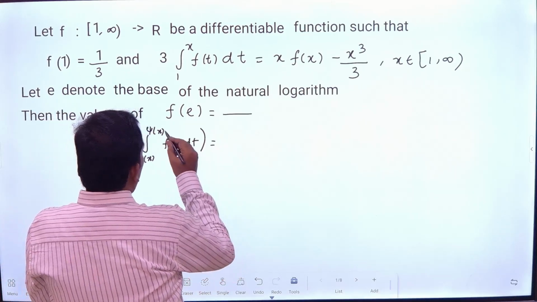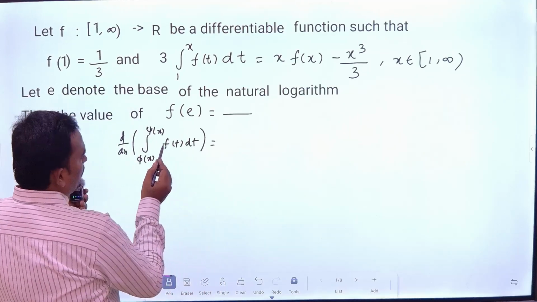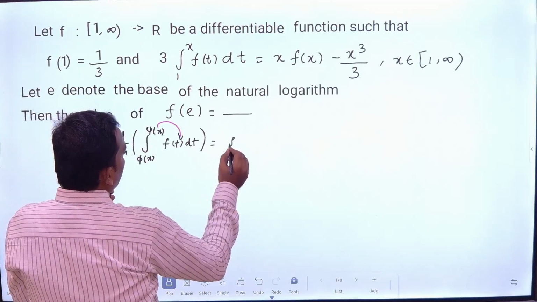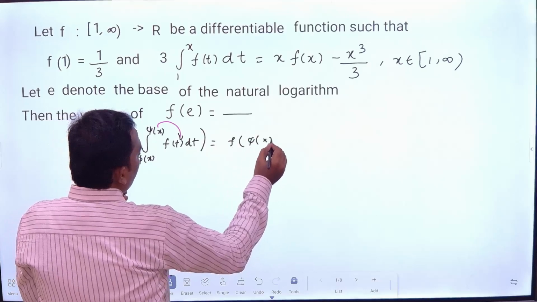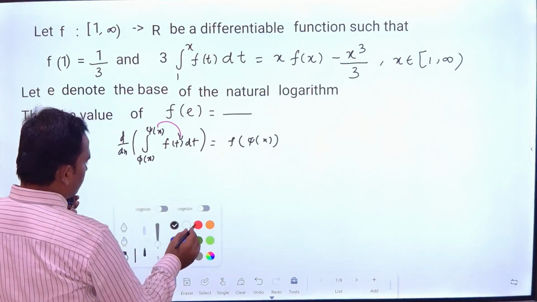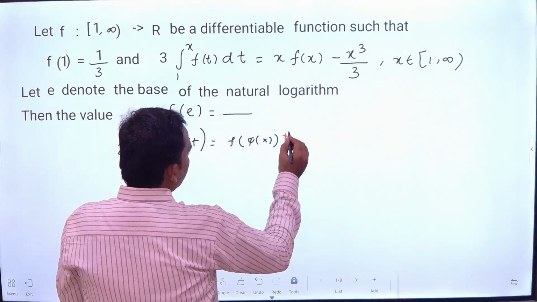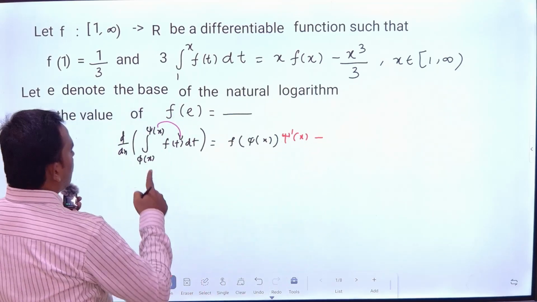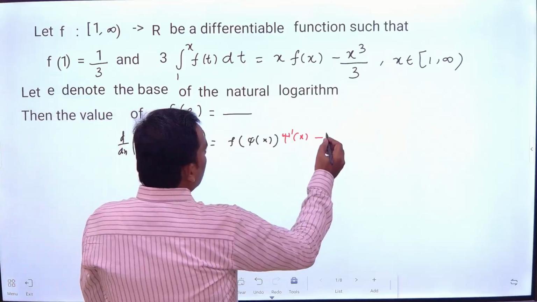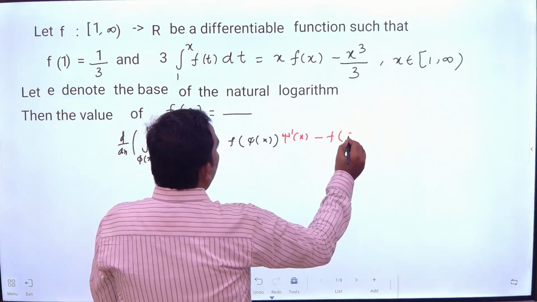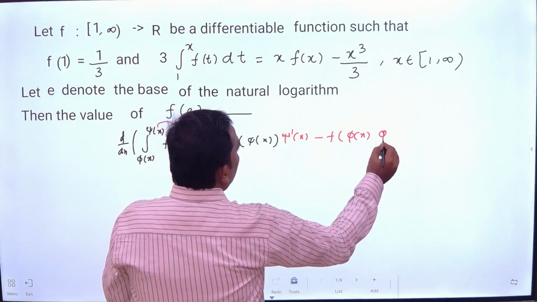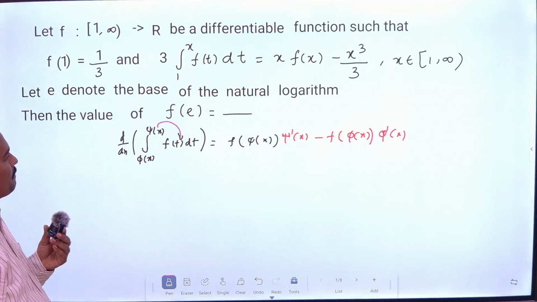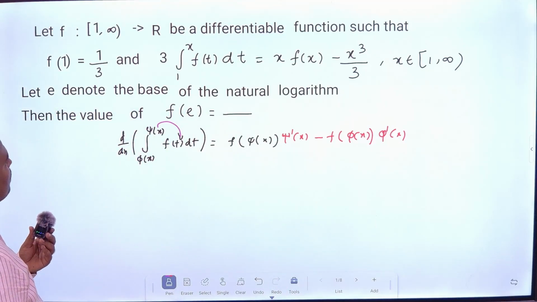Take the upper function and substitute it in the function. So what is that? f of psi of x, and differentiate the upper function. Minus, apply the lower function into the function, so f of phi of x, and differentiate the lower function. Clear? Okay. The same idea you can apply here.